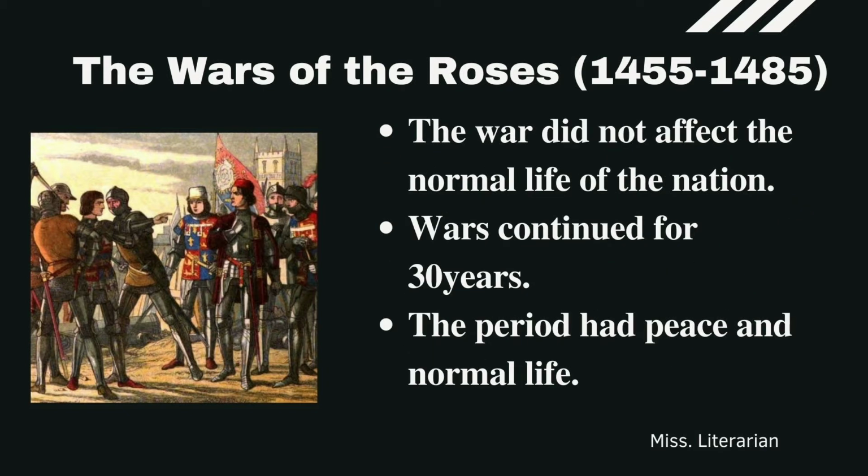The war between them was a kind of civil war, in the sense that it was fought between two groups of people of England. But unlike the civil war in the times of Charles I, only the nobles and their dependents were engaged in this war. Moreover, the war did not affect the normal life of the entire nation. Though the wars continued for 30 years, it was not a period of continued fighting. It was rather a period of short wars divided by longer periods of peace and normal life.